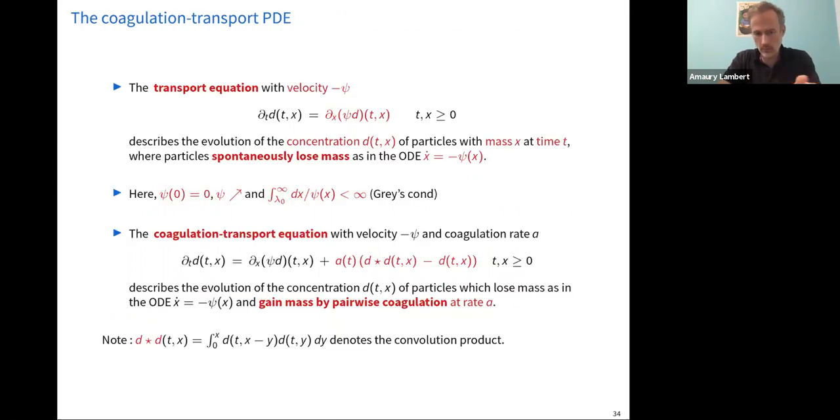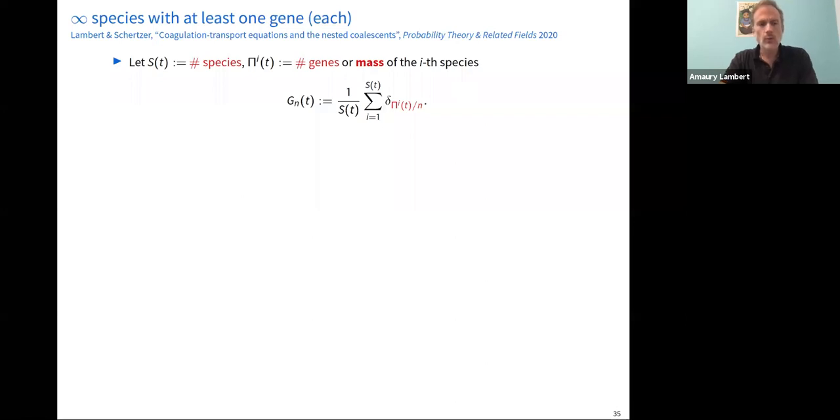And so, of course, the problem of existence and uniqueness for this equation is not trivial. And what we've done is the following. There are two results, but I only show you this main result, when you start with an infinite number of species at time zero. So you assume that S of t is the total number of species. It's just a Kingman coalescent, a pure death process. You let pi i of t be the number of genes, that we call the mass, of the ith species, and G n of t is the empirical measure of these masses.